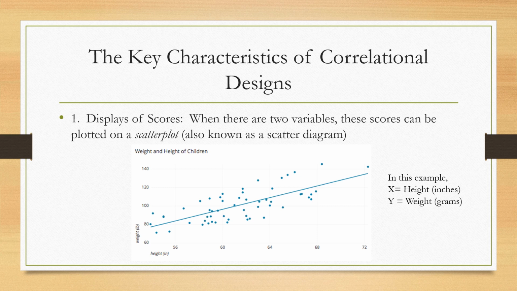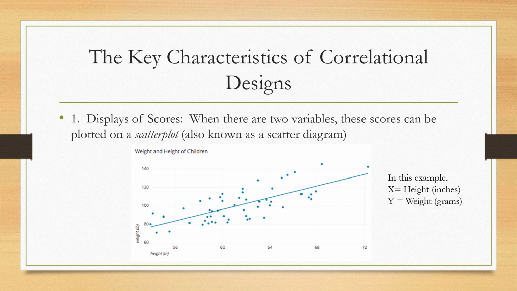Correlational designs have specific characteristics. First, in correlational designs, the researcher can display their scores. One way to display scores is through the use of a scatter plot. A scatter plot helps to provide a visual representation of the association between two scores for each participant and allows us to see overall patterns.